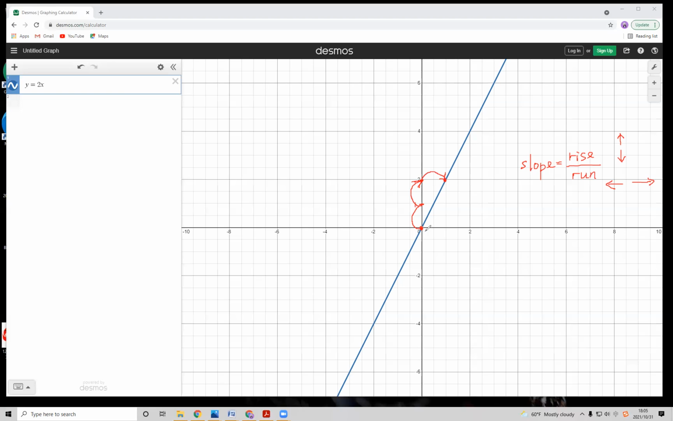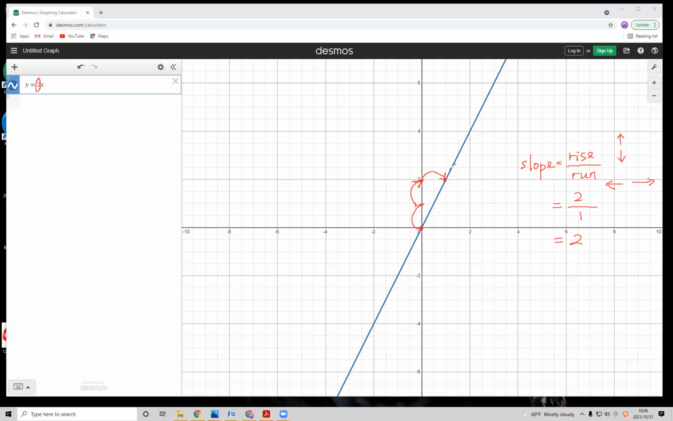You have multiple ways to do that, but I did the first way, right? Going up 2 units, going to the right 1 unit. So let's look at rise and run. If I go up 2 units, my rise is positive 2. If I go to the right 1 unit to reach my second point, my run, the horizontal move, is to the right, so it's a positive 1. If you calculate, the answer is 2. That perfectly matches our slope, which is 2.